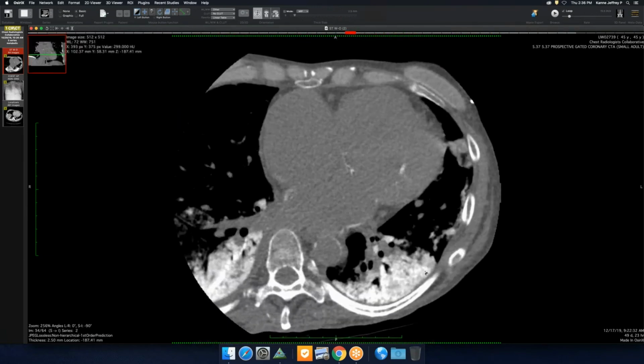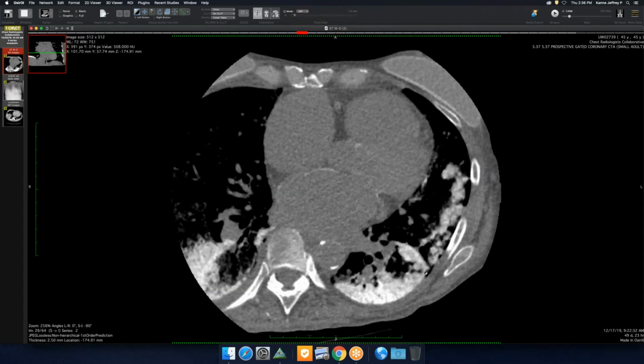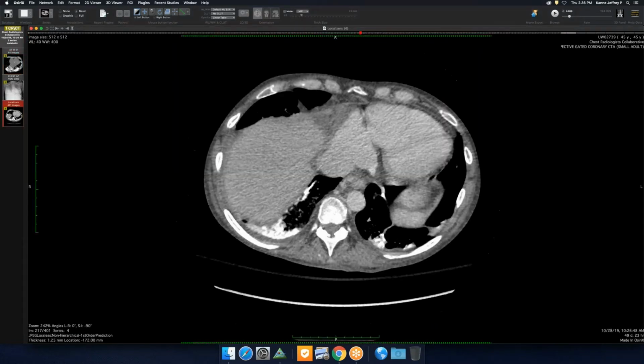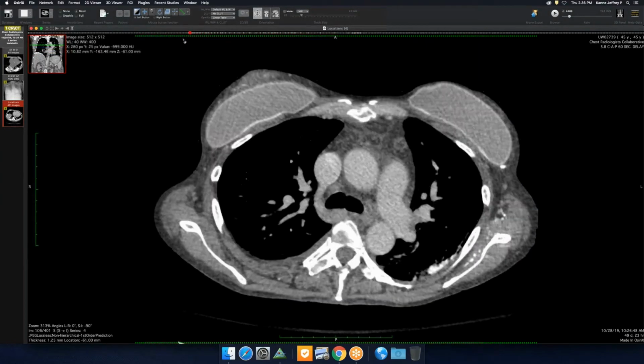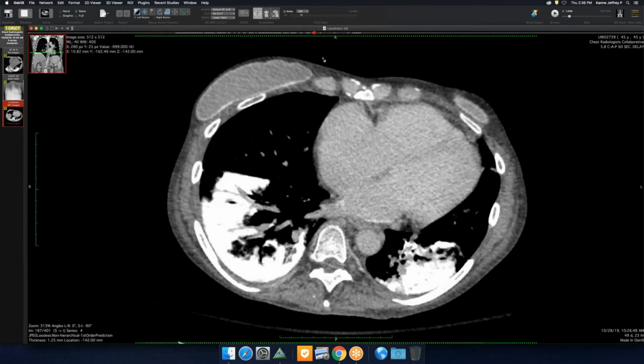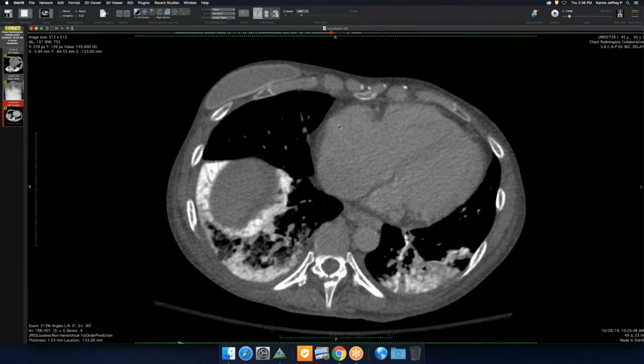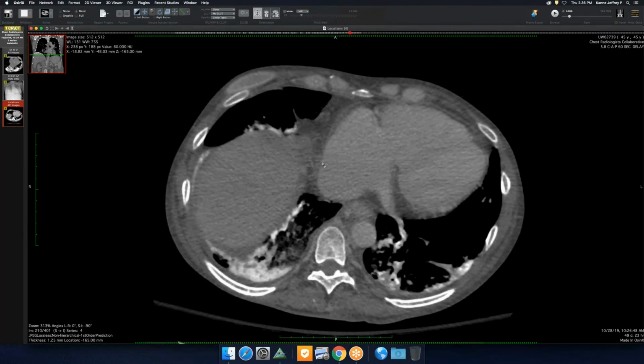So this is all from chronic renal failure, and it's just metastatic calcification. I did find an older chest CT that shows that this is all there, been there for some time. But this is one of the more exuberant cases.